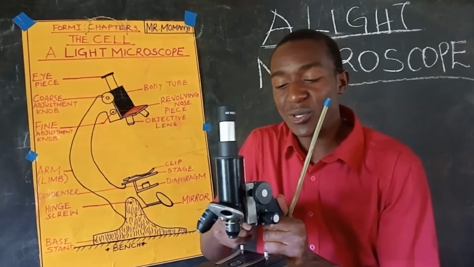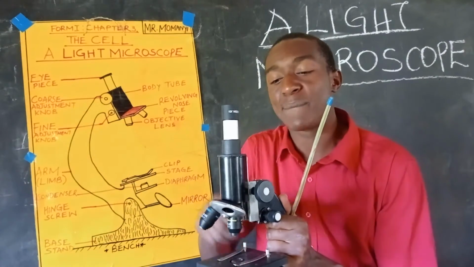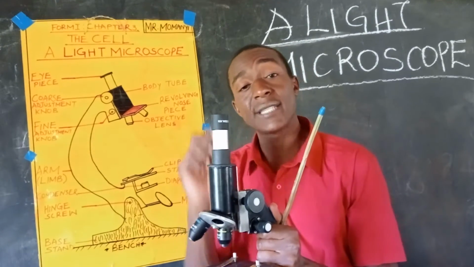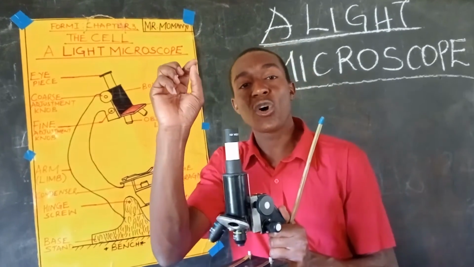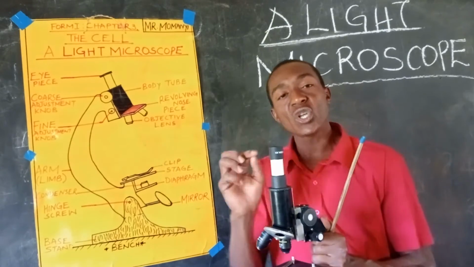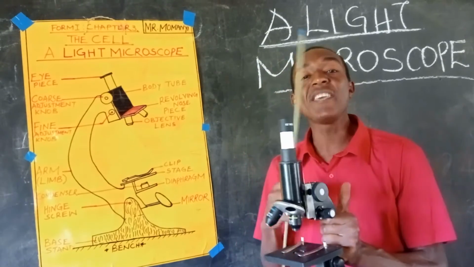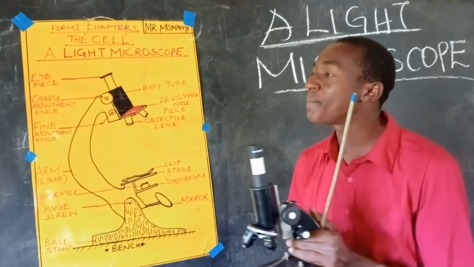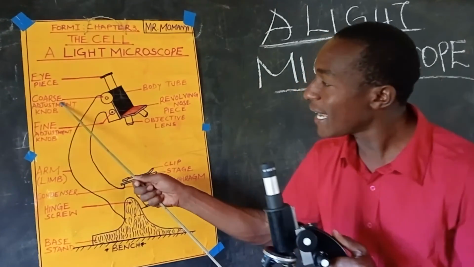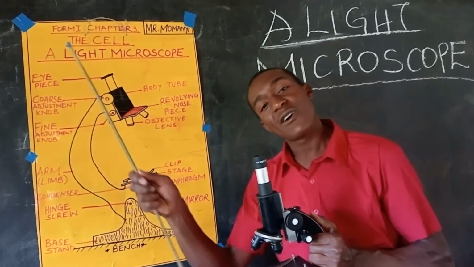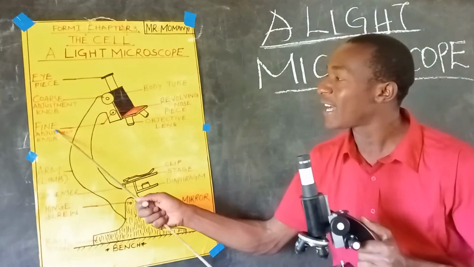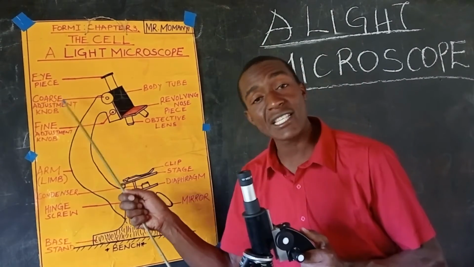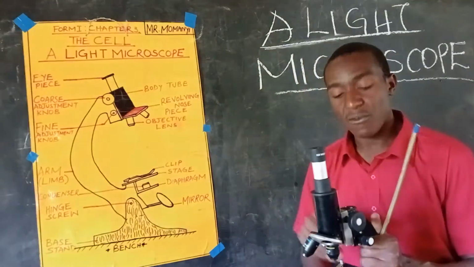It also does the work of raising and lowering the body tube, but this one works a shorter distance. It raises or lowers the body tube a shorter distance to bring the image into sharp focus. The term is sharp focus for the fine adjustment knob. For the coarse adjustment knob, it is rough focus.